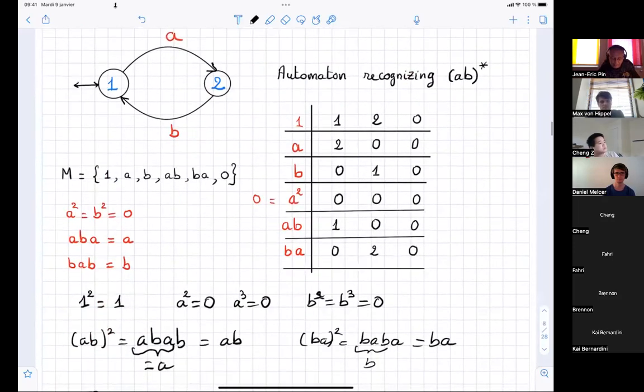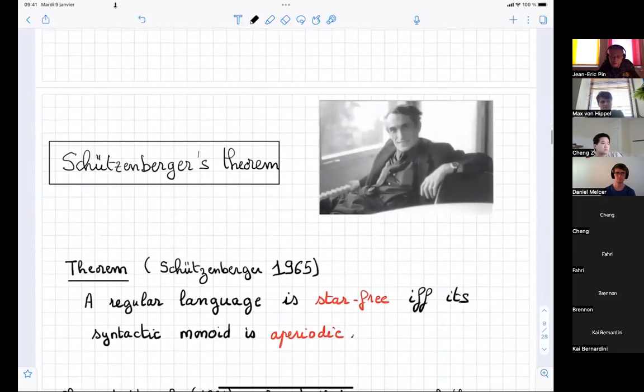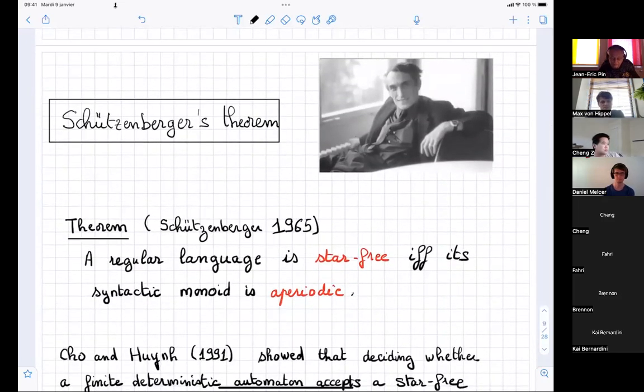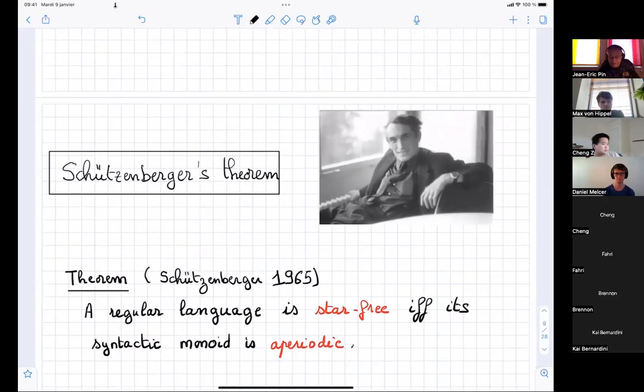here comes the big result, which is due to a second theory, which tells you that a regular language is star-free if and only if its syntactic monoid is aperiodic. This is a really amazing result if you consider it was proved back in 1965, when automata theory was not that advanced. I just don't know how he managed to find this connection between this very combinatorial property of star-freeness and this very algebraic property of the syntactic monoid. But it worked.